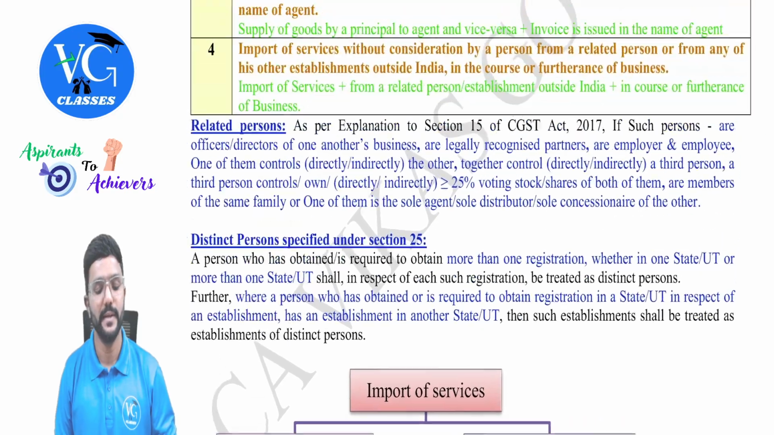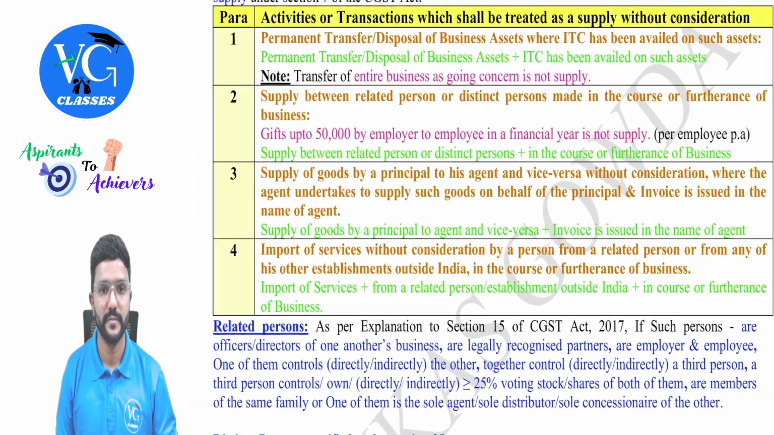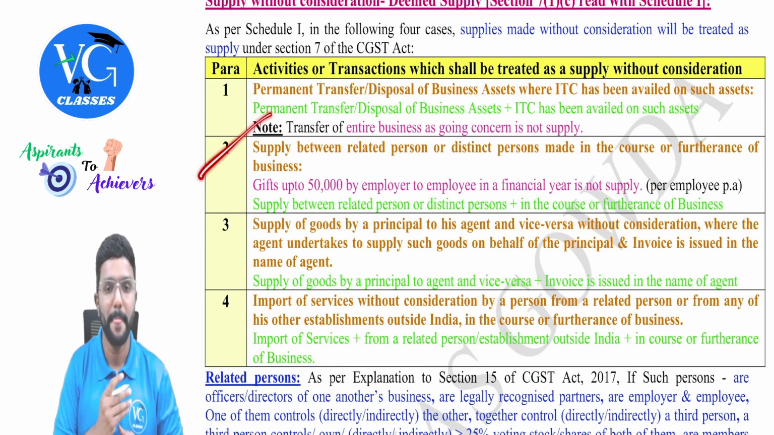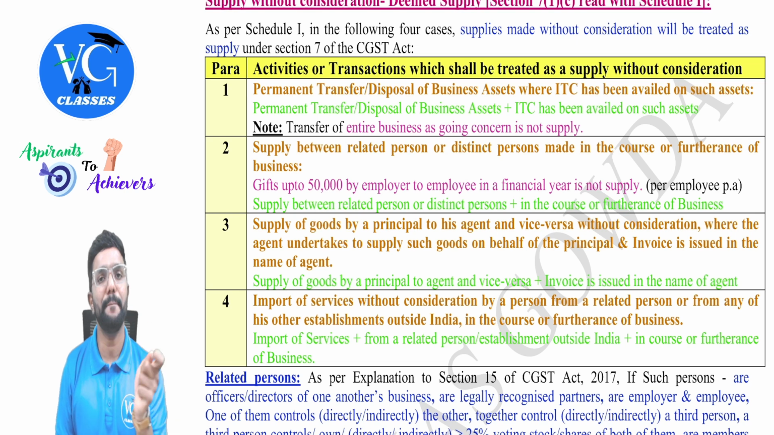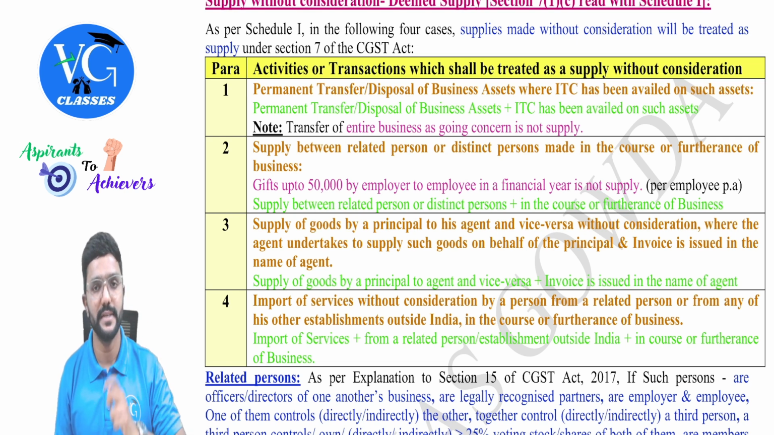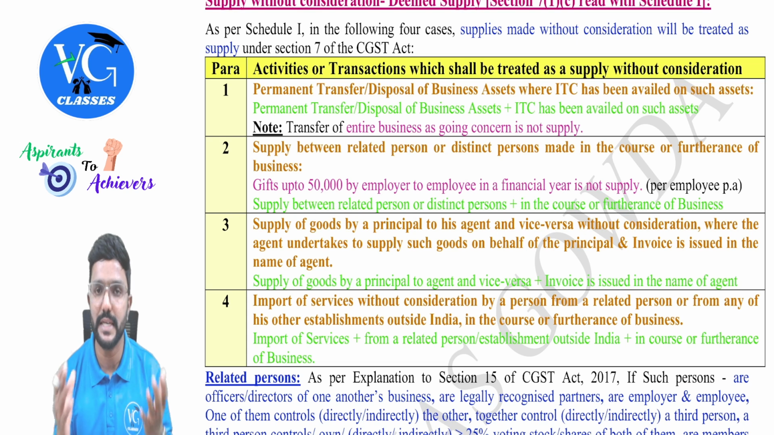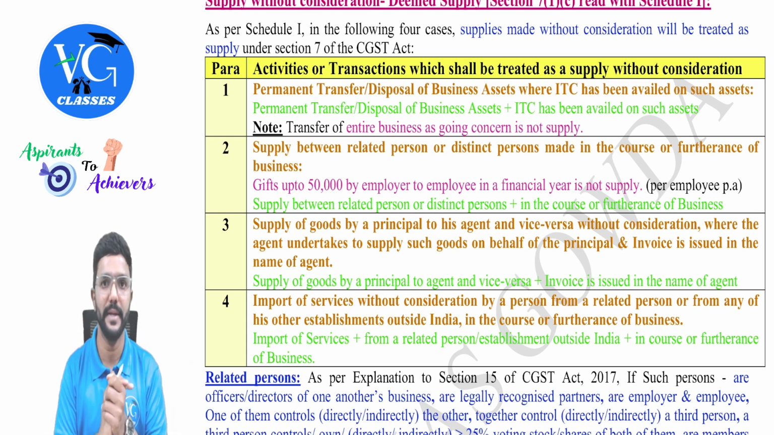Okay, sir. Fine. Then coming back to para 2. We are not yet done completely with para 2. Now, we learned that employer and employee are related. So if there is any supply of goods or services between them, even without consideration, is it a supply? Yes, it is a supply.